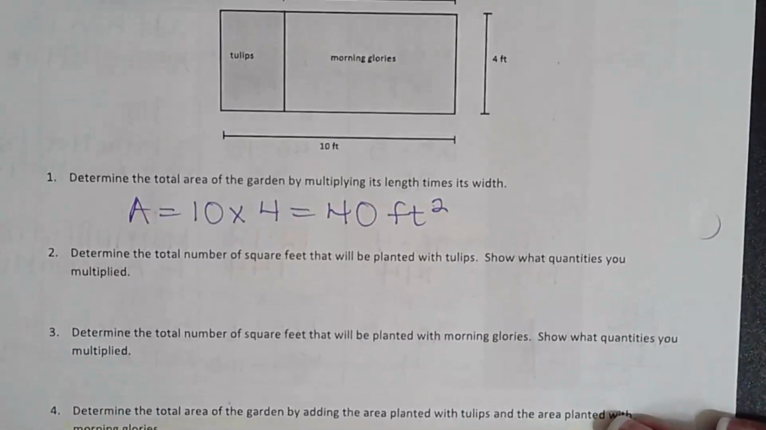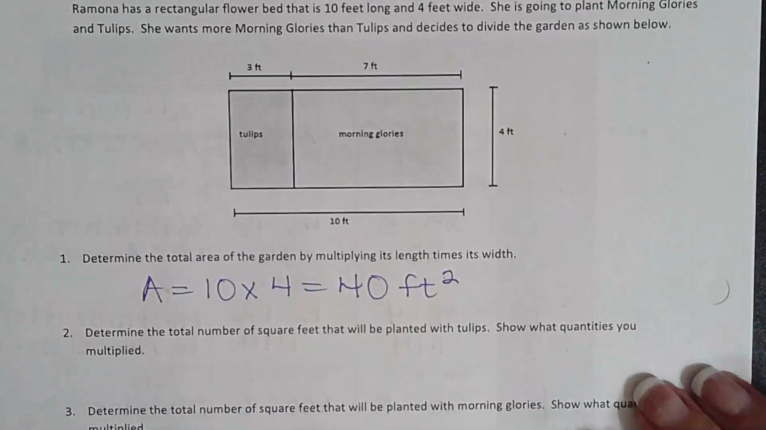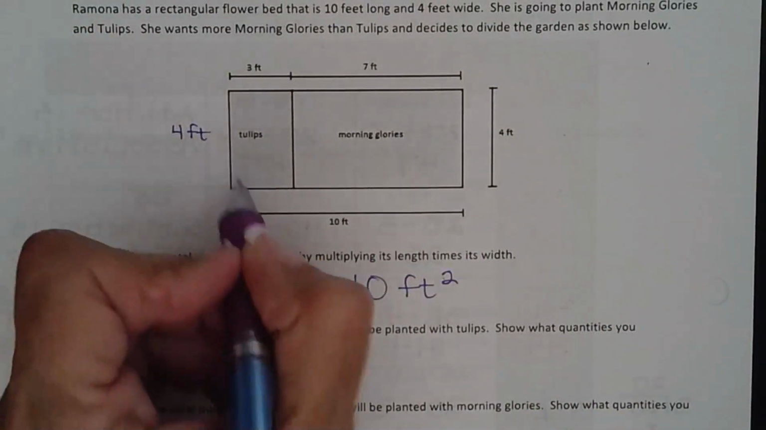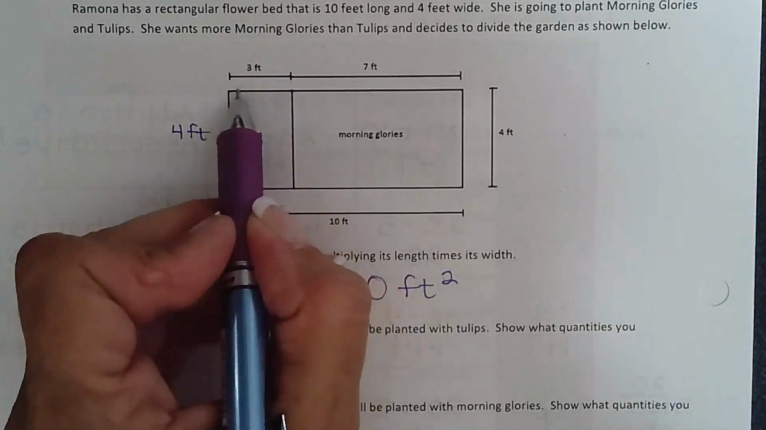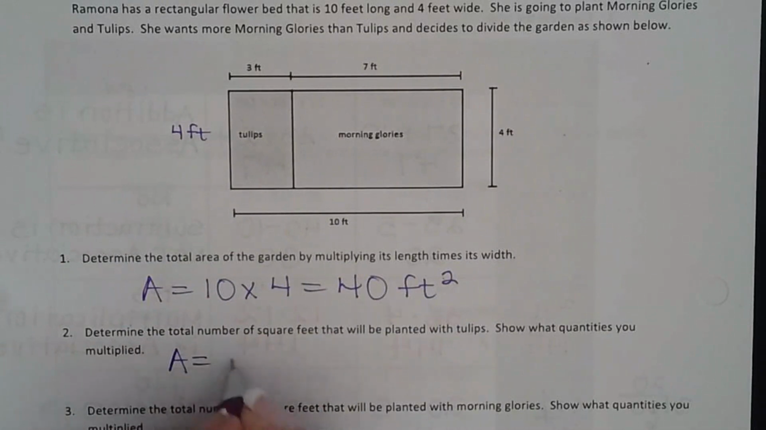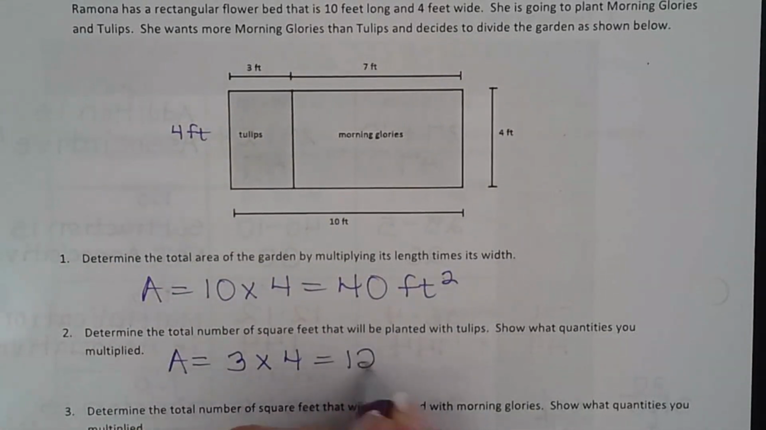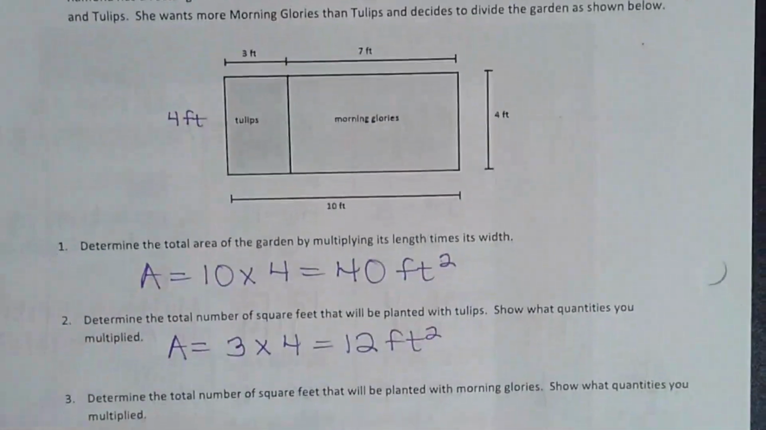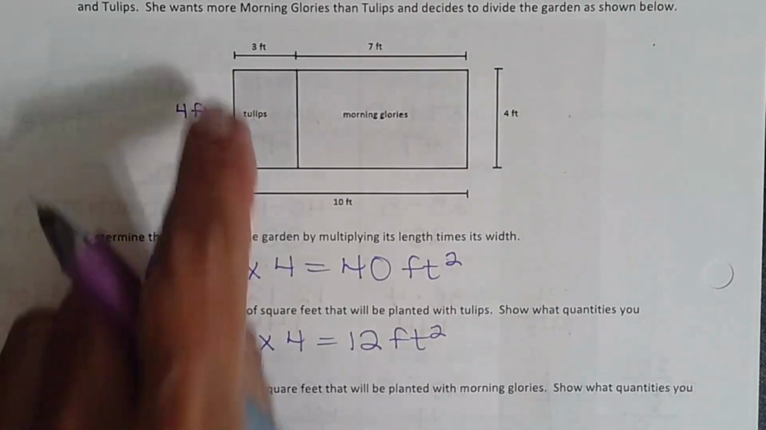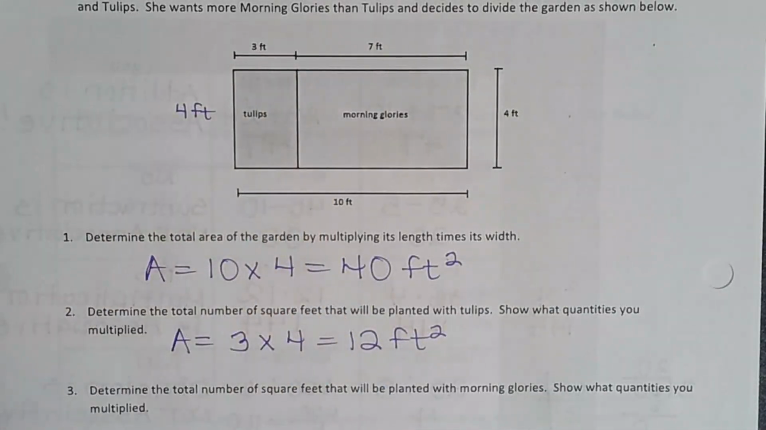So total number of square feet with tulips. So now we're just doing tulips. So if that's 4 feet over there, we know this is 4 feet here. So tulips will be 3 times 4. So the area equals 3 times 4, which is 12 square feet. That's just for the tulips. So the 4 for the width, the 3 for the length, or vice versa.